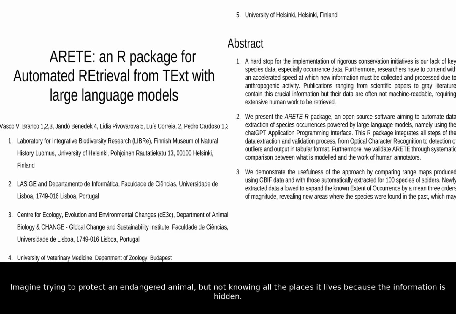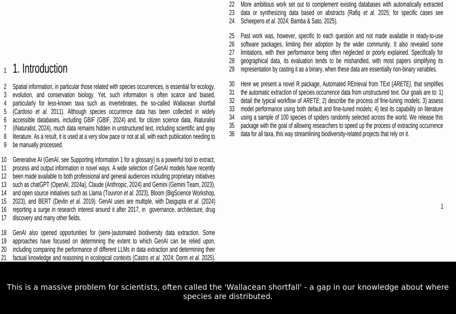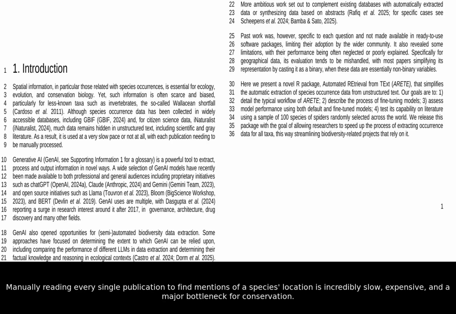Imagine trying to protect an endangered animal, but not knowing all the places it lives because the information is hidden. A huge amount of this vital data is locked away in old scientific papers, making it practically invisible to modern conservation efforts. This is a massive problem for scientists, often called the Wallacean shortfall, a gap in our knowledge about where species are distributed. Manually reading every single publication to find mentions of a species' location is incredibly slow, expensive, and a major bottleneck for conservation.